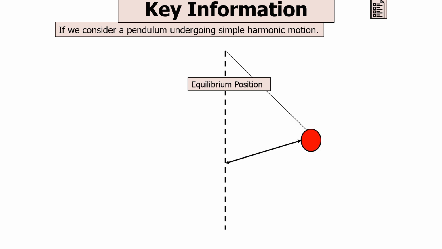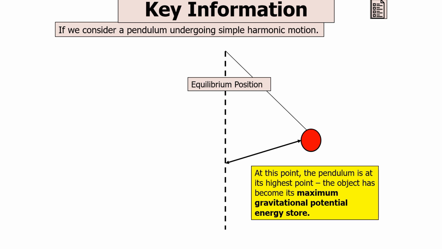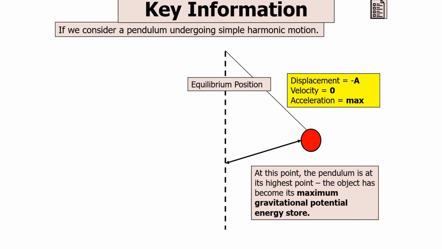If it then moves into our fallen position here, we know at this point the pendulum is at its highest point again, and the object has a maximum gravitational potential energy store again. So again, the displacement is minus A, the velocity is 0, and the acceleration is a maximum.